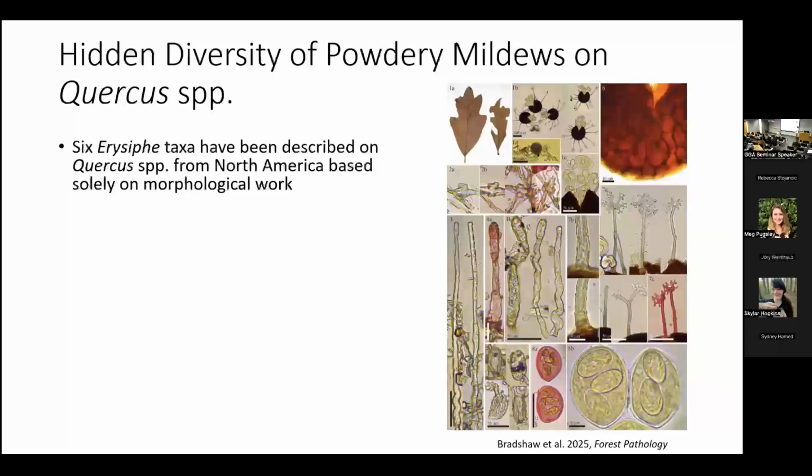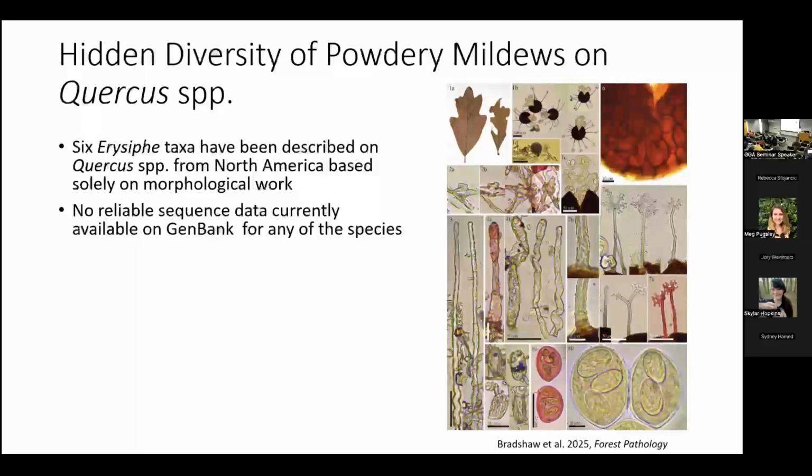Before I started, there were 6 powdery mildews described on oaks, just based on morphology work. To give you an idea, there have been a lot of powdery mildews described in the past 200 years just based on morphology. In North America, there were around, I think, 150, and before I started, there were only 20 sequences out of those 150. So we really don't know anything about the diversity or how this system works. In this case, there were 6 powdery mildews on oaks described morphologically, but there was no reliable sequence data for any of the 6. Without sequence data, you're kind of playing blind.